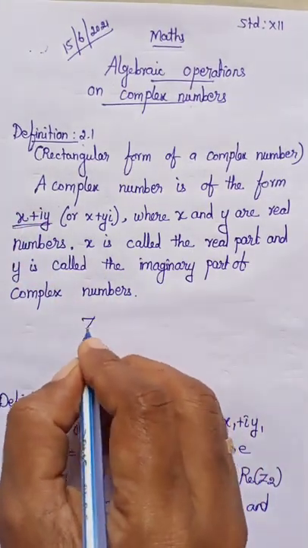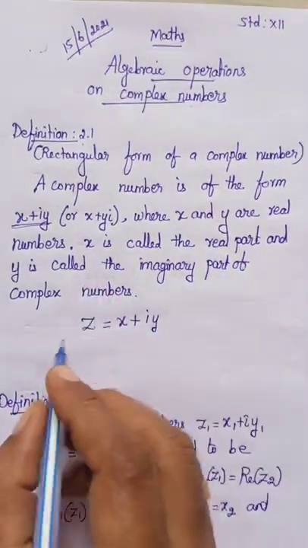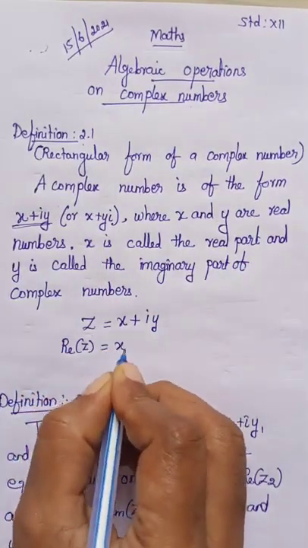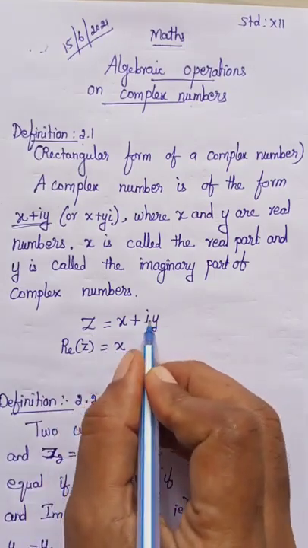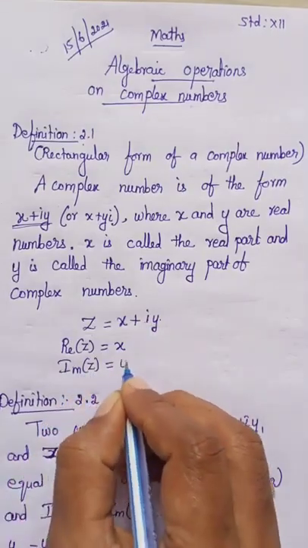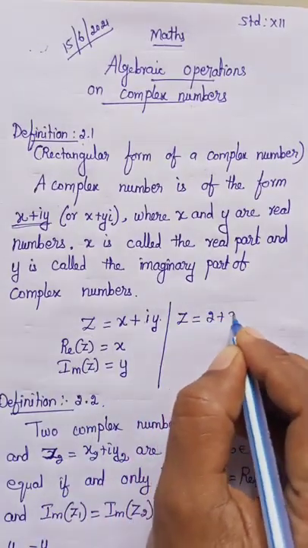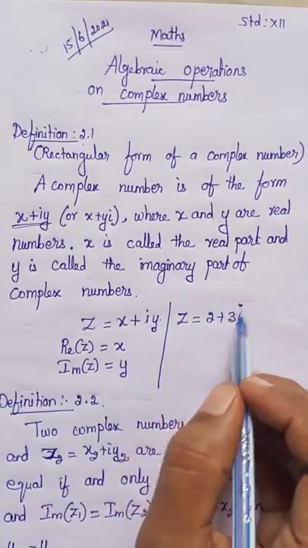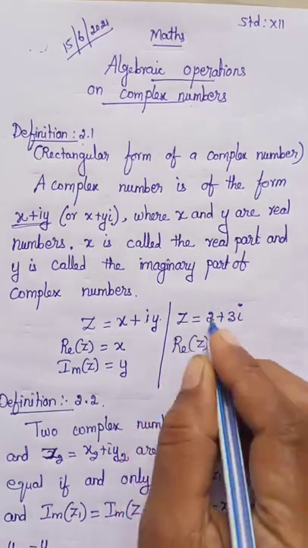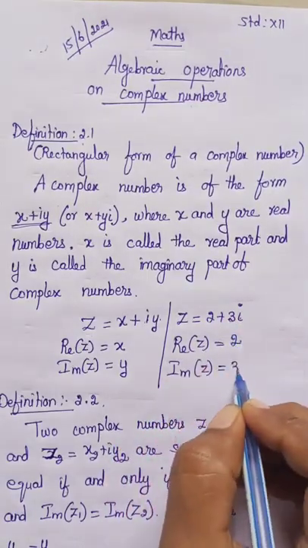Normally we denote it as z. z is equal to x plus iy. So x is called the real part, so real part of z is equal to x. Since it is next to i, that is the imaginary part, Im of z is equal to y. For example, if z is equal to 2 plus 3i, this is a complex number. For this, real part of z is equal to 2, then imaginary part of z is equal to 3.